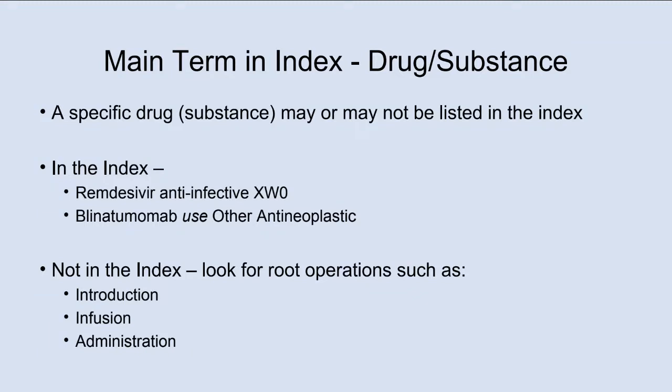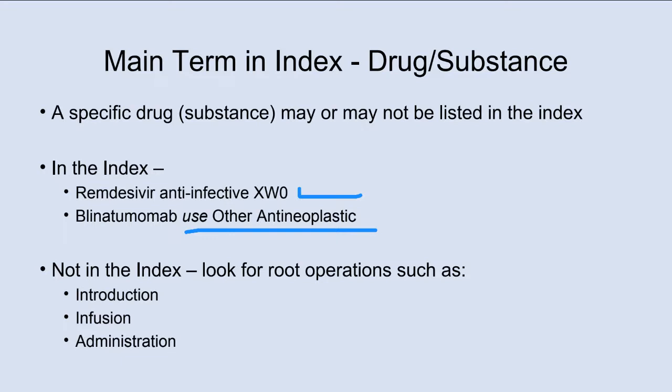Sometimes the drug will have its own main term entry, but sometimes it will not. So here's an example. Remdesivir has its own entry, XW0, in the new technologies section. If you look up blinatumomab, it refers you to other antineoplastics. So when you look up the table for introduction or whatever, you would use the other antineoplastic, meaning it doesn't have its own specific entry for this specific substance.